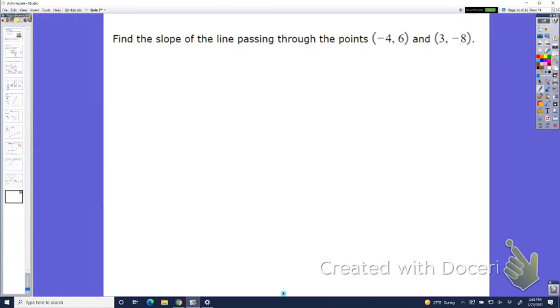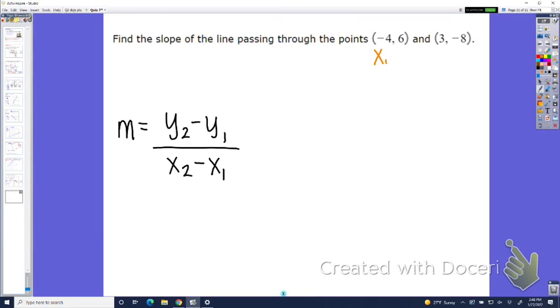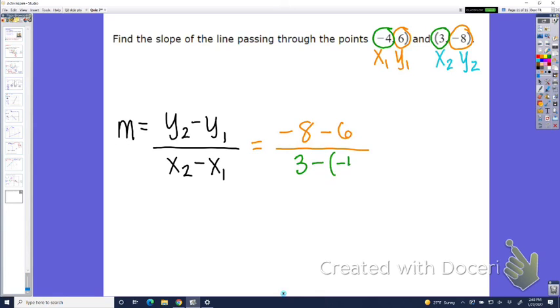And then finally, slope of a line passing through 2 points. So this follows the formula y sub 2 minus y sub 1 over x sub 2 minus x sub 1. If you label these points, this is x1, y1, and the second point is x2, y2. So when you substitute into this formula, you're taking the second y value, which is negative 8, and subtracting the first y value of 6. Similarly, we're going to start with our second x value, subtract a negative 4.